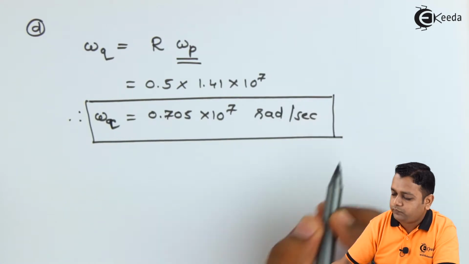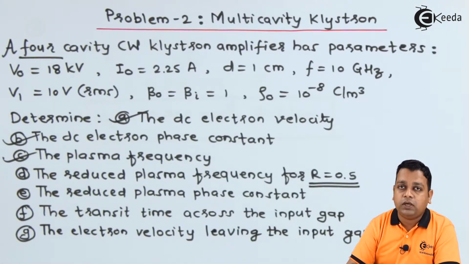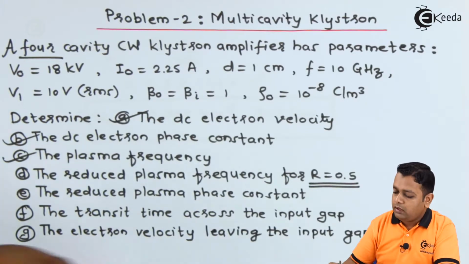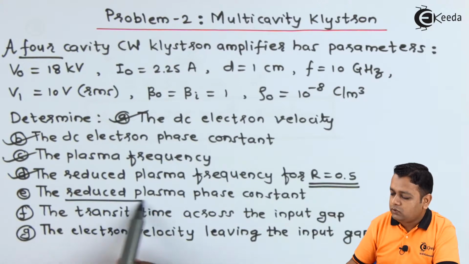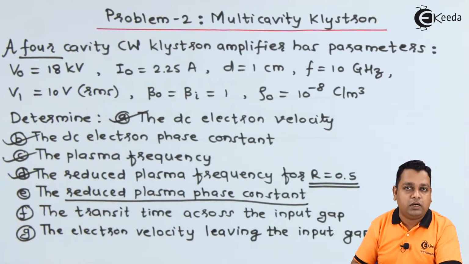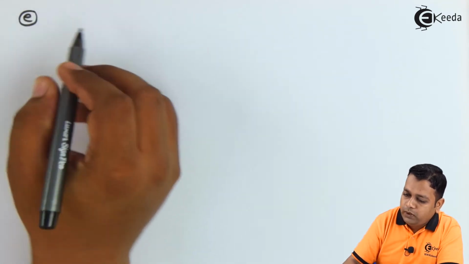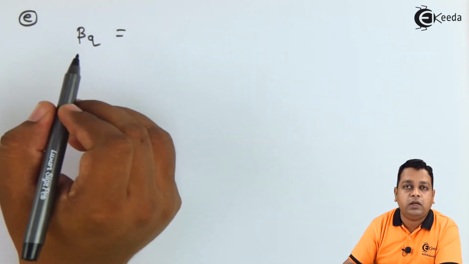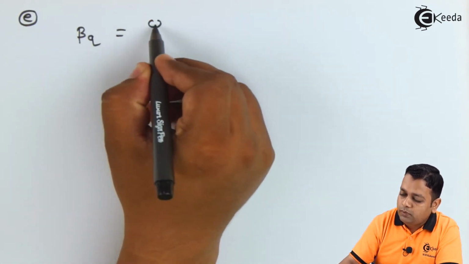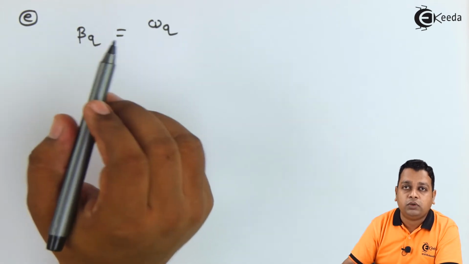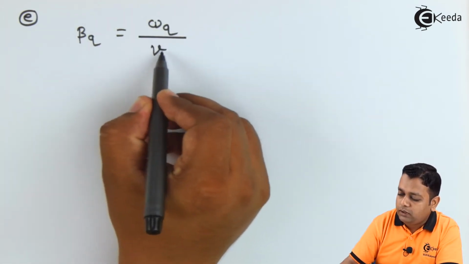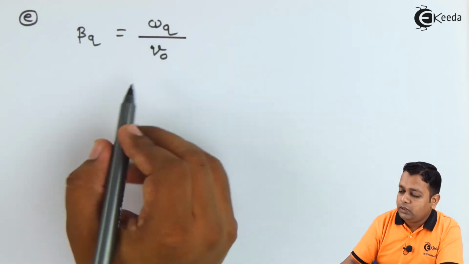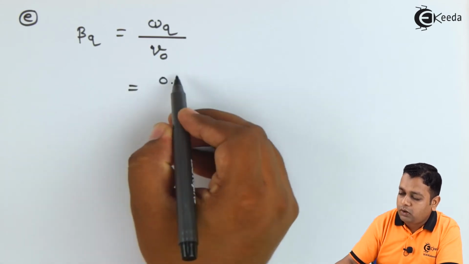The reduced plasma frequency is denoted by omega q here. We outline this answer. Now after determining the reduced plasma frequency, we need to find the answer for part E. In part E, we are required to calculate the reduced plasma phase constant. So let us determine that value. For the plasma phase constant, we denote it by beta sub e. For the reduced plasma phase constant in part E, we denote it by beta sub q, and its determination will be with the help of the reduced plasma frequency, that is omega sub q that we just determined in the previous portion, divided by the electron velocity, v0.